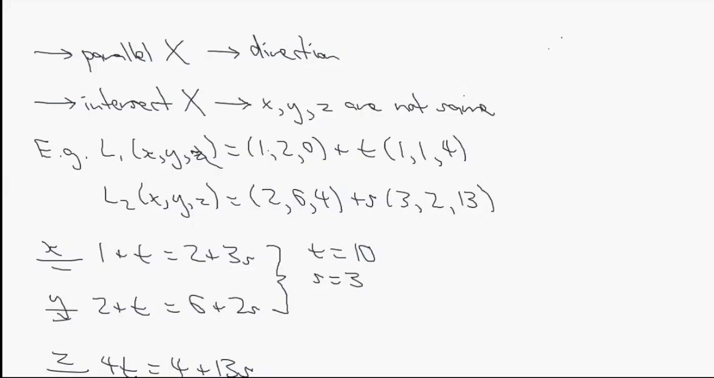All right, so how I got t and s is through simultaneous equation. So now, knowing the values of t and s, we can sub it into our z. So for t, which is 10, will equal to 40. And then for 4 plus 13s, which s is the value of 3, the answer is 43.